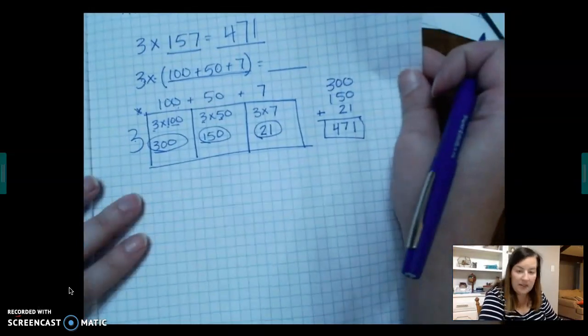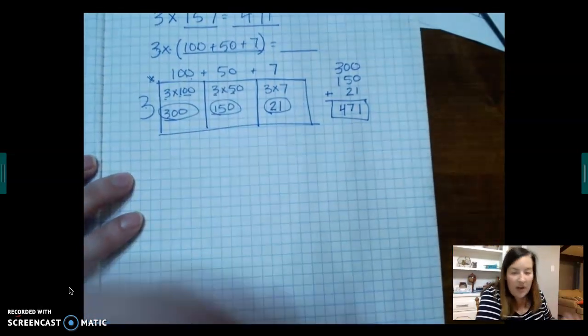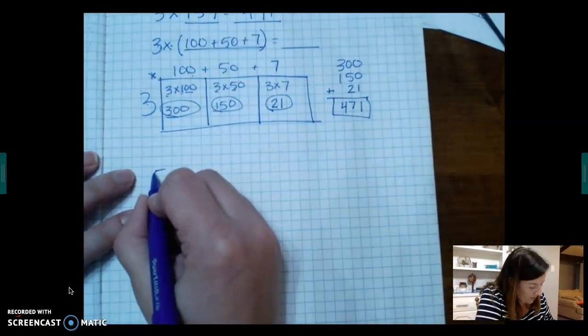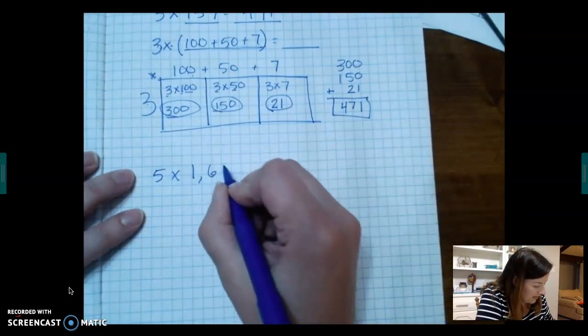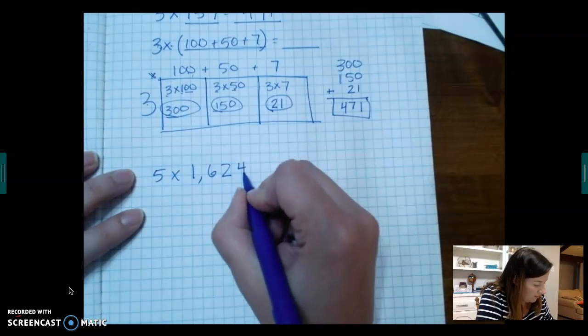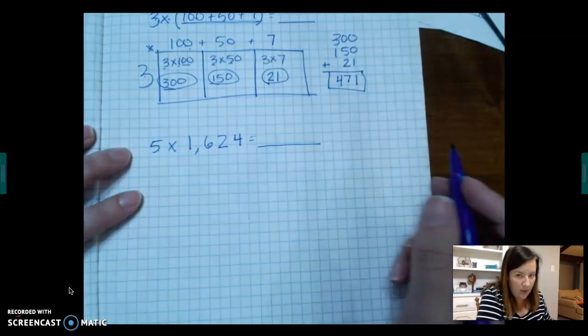We're going to practice a couple more of these. If you need to pause and look at it again, go ahead and do that. Let's try a 4-digit one. So let's say 5 times 1,624. Don't know what it is, but we're going to draw an area model to help.